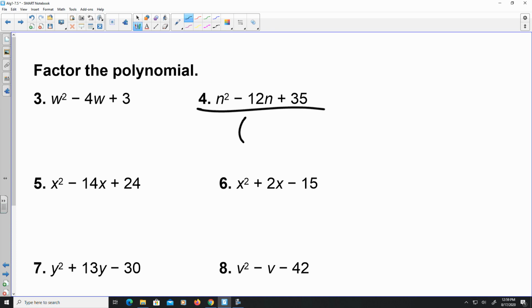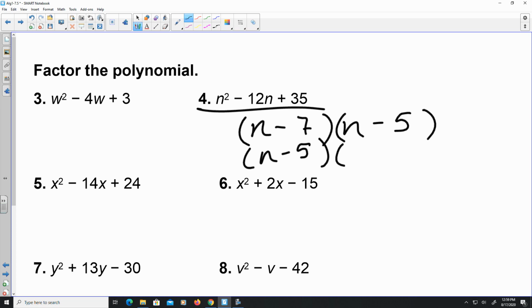So here, parentheses, parentheses, n, same sign, minus. What two values give me a product of 35, but their sum is 12? 7 and 5. You could also write this as n minus 5 times the quantity of n minus 7. These two are the same because multiplication is commutative.